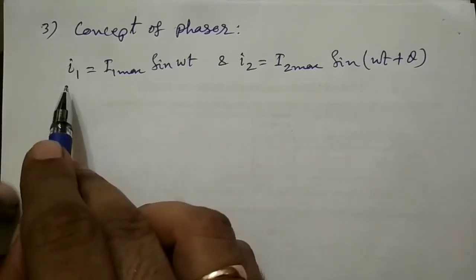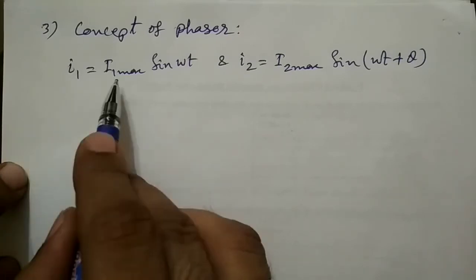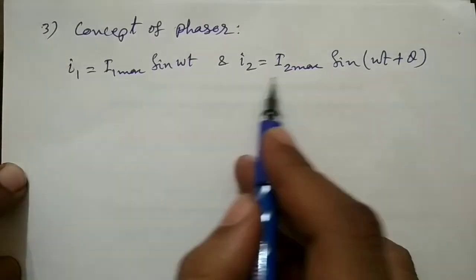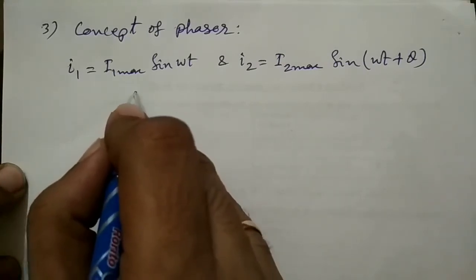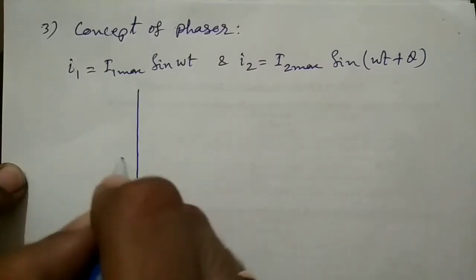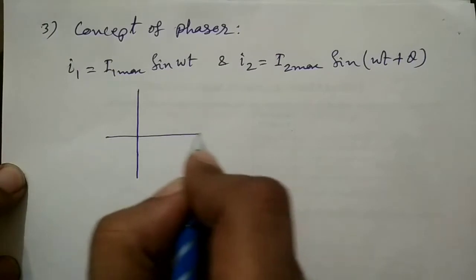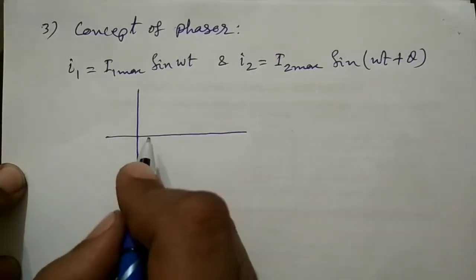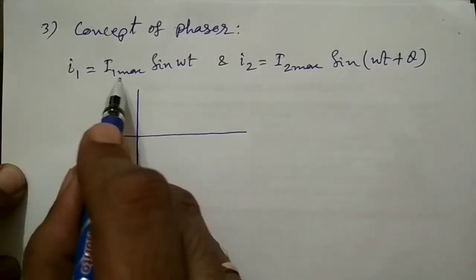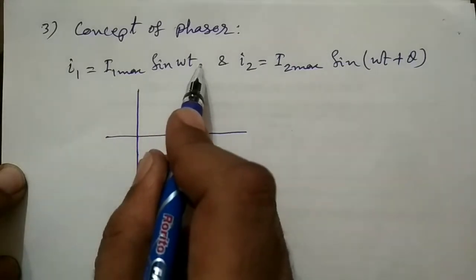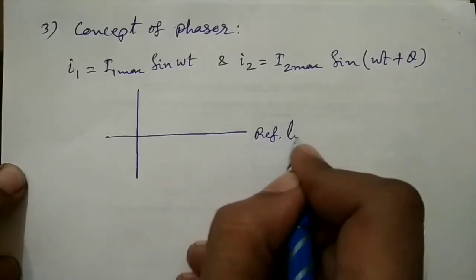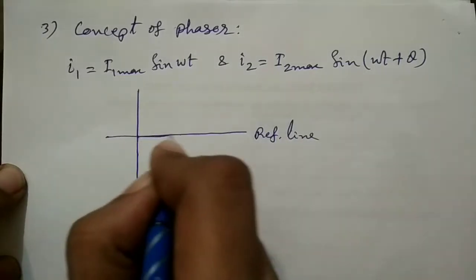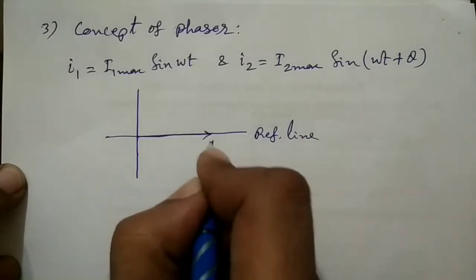Here the currents are I1 equal to I1 max sin omega t and I2 equal to I2 max sin omega t. In this method, first of all you have to draw the phasor diagram of all the parameters. Here the I1 is I1 max sin omega t plus 0. This is the reference line. So the phasor of the I1 will be along the x-axis.